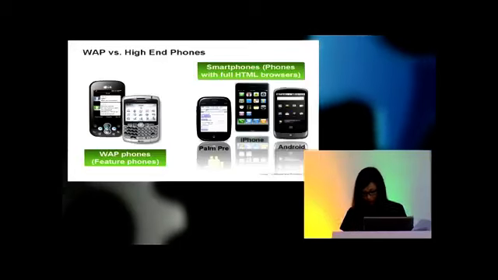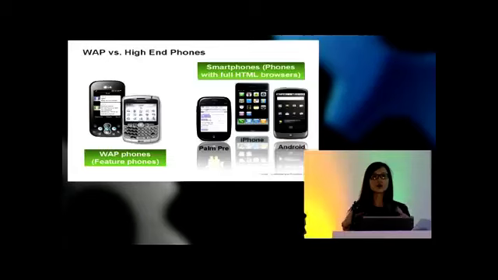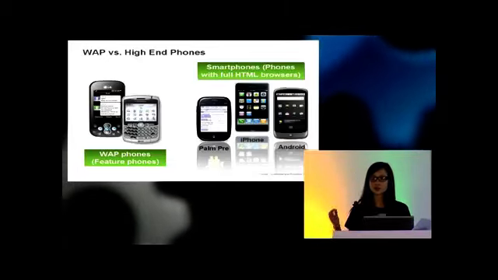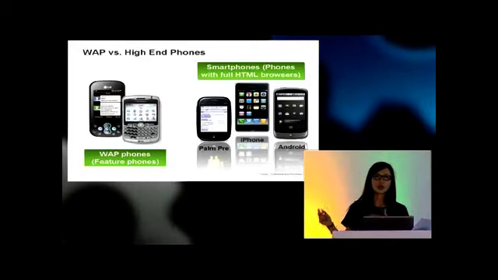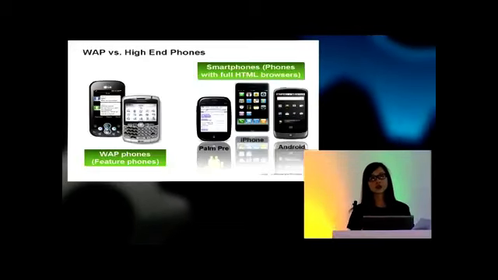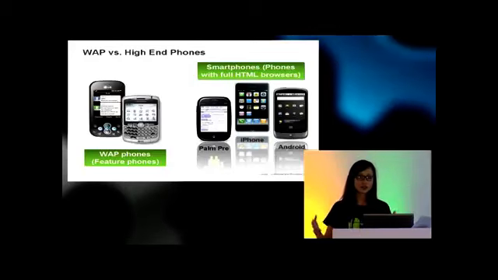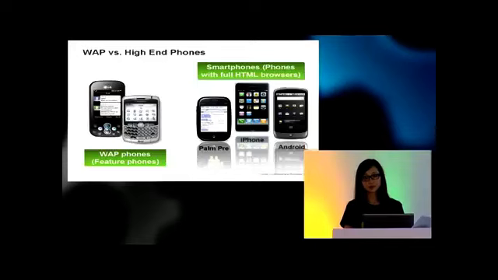So I'm going to first start off with some definitions. At Google, we are more focused on high-end devices, and by that we mean devices with full HTML browsers. That means Palm Pre, iPhone, and Android. We class every single other phone as WAP currently. So that is Nokia, LG, Blackberries. Those are what we deem WAP.